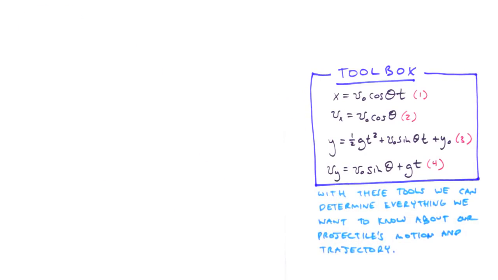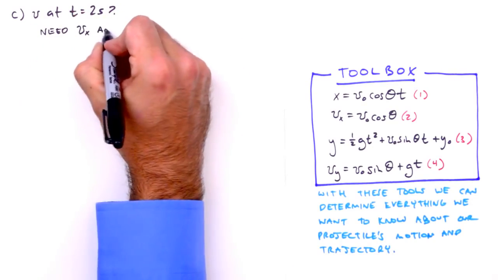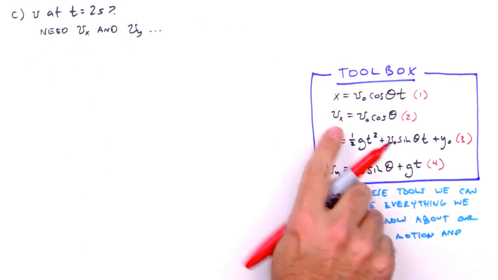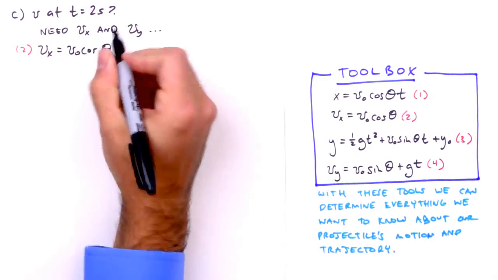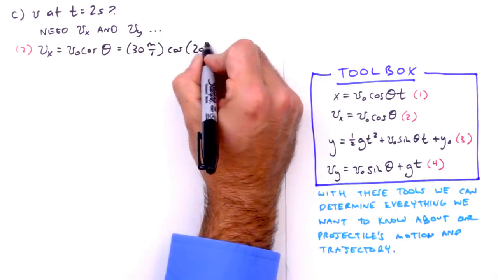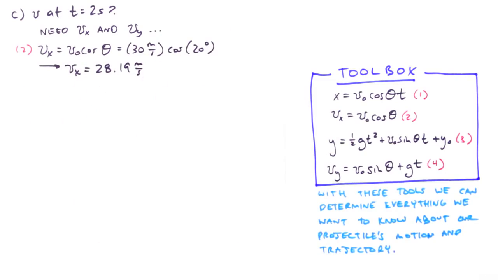Lastly, we'll determine the projectile's velocity 2 seconds after launch. We'll need to determine the x and y components separately, so starting with v sub x, we'll use equation 2. V sub x equals v sub o cosine theta. Using the aforementioned known values, we get 28.19 meters per second for the horizontal component.